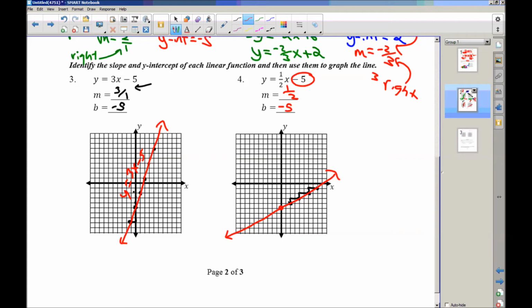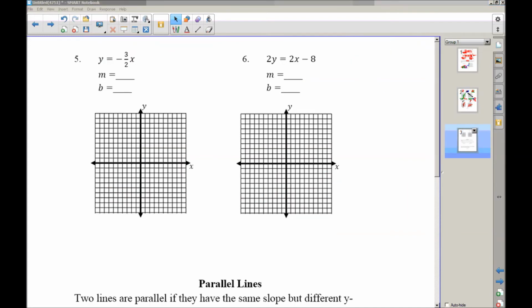Okay, so we get y equals 1/2 x minus 5. So that concludes the second page. We have one left. Okay, so on our last page, we have 2 more of the same problems from the same directions as before.